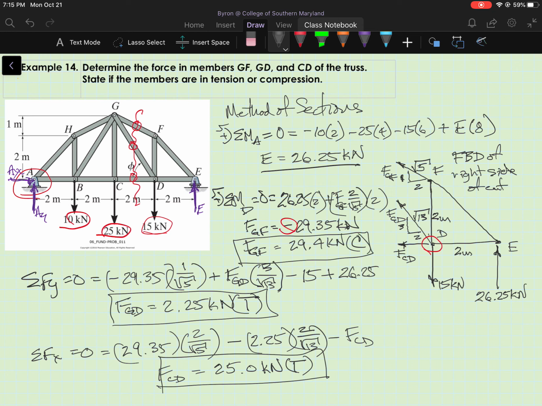Okay, so different than the method of joints. Method of joints definitely has its place, but method of sections does also and can save you a lot of time for certain types of problems.